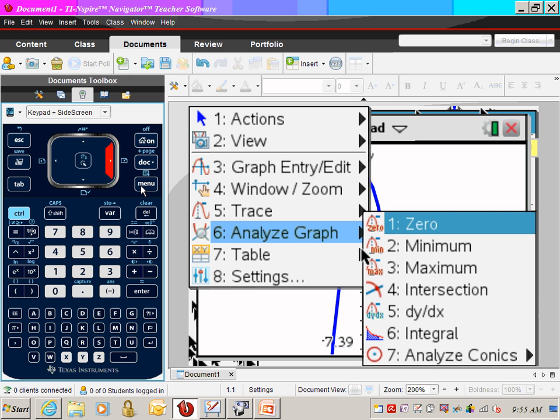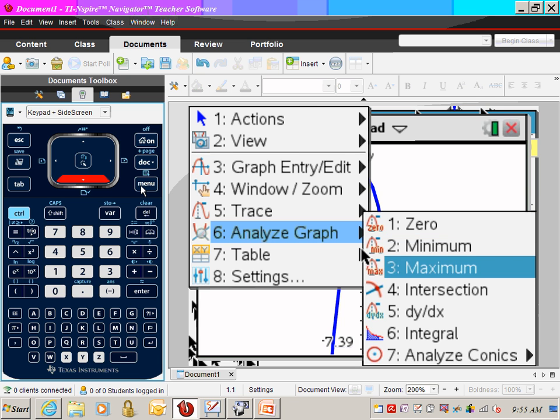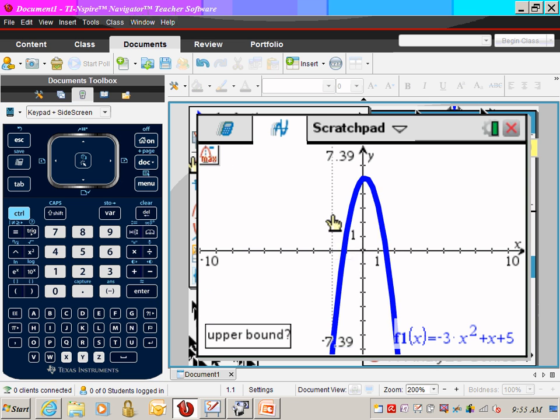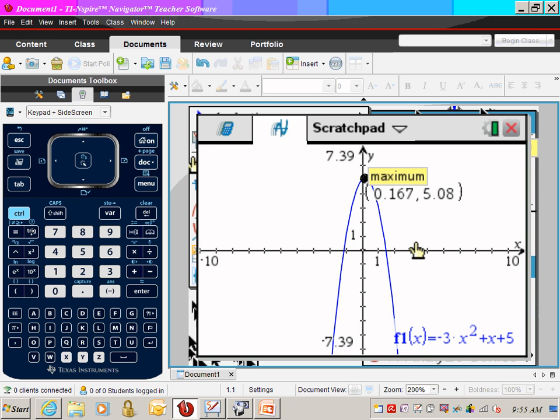Does it have a minimum or maximum? Good. Ooh, it's another decimal. All right. What does the x fall between? 1 and 2? It says 0.167. So 0 and 1, right?